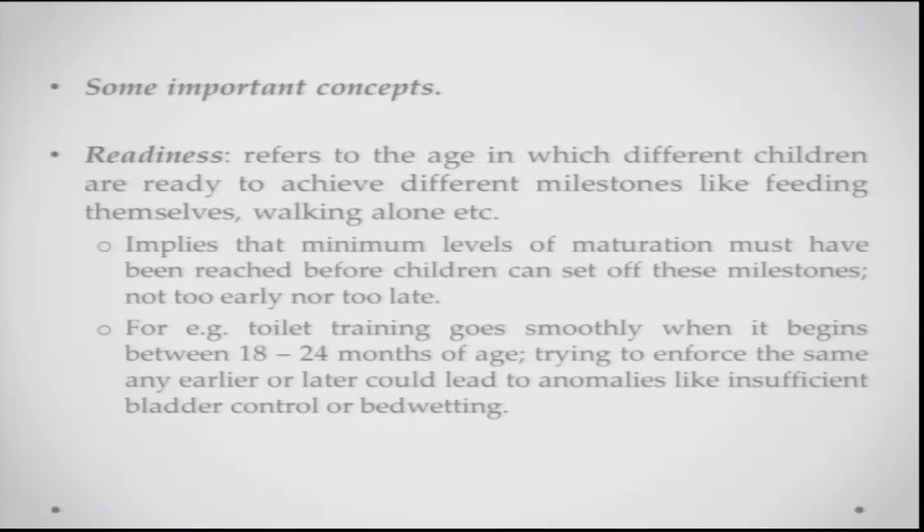For example, toilet training goes smoothly when it begins around 18 to 24 months of age, and there could obviously be a plus or minus of a few months here or there. But if overanxious parents try to enforce it any earlier or any later for that matter, this could lead to particular kinds of anomalies, such as insufficient bladder control or bedwetting, because the child has not really been trained to control it. I'll talk about this at some later point. Sigmund Freud actually placed a special emphasis on toilet training and said that it is one of the things that defines how the child is going to pan out in the rest of his life. Again, that was kind of a long shot, but it is very important that parents do not force the child to overachieve or underachieve with respect to these developmental milestones.